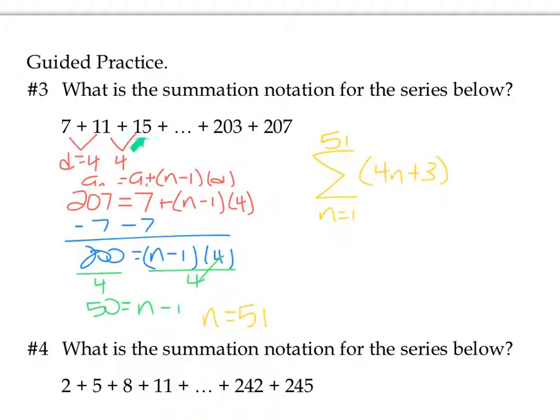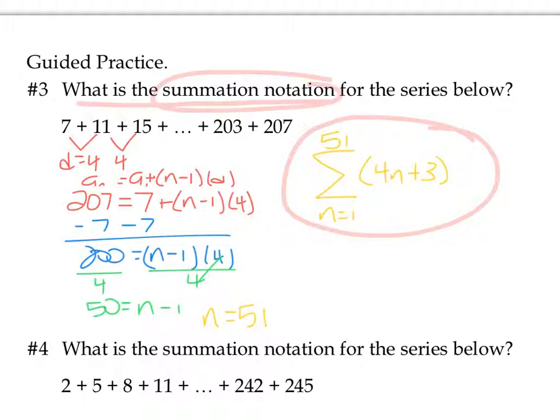We can try for a different term. Let's try the third term. We will want the third term to be 15. So if I take a 3 and plug it in here, 4 times 3 is 12, plus 3 is 15. We can see this is going to work to give us these terms in our series. So this would be the summation notation for that particular problem. That would be our answer. What is the summation notation?